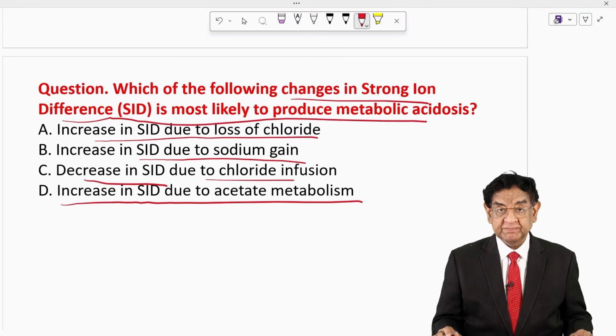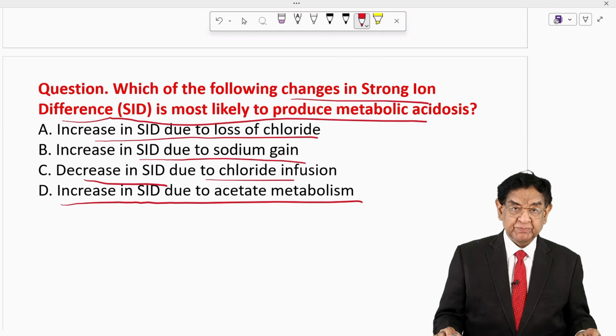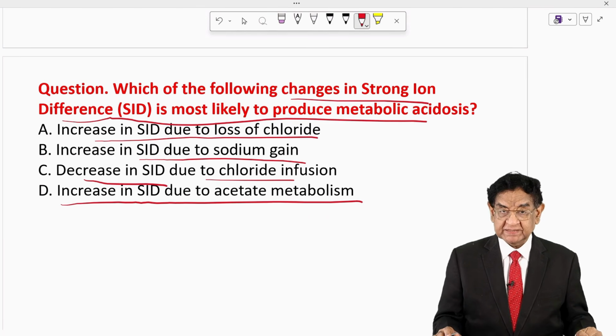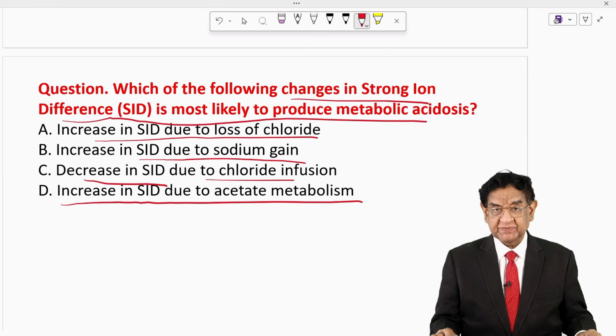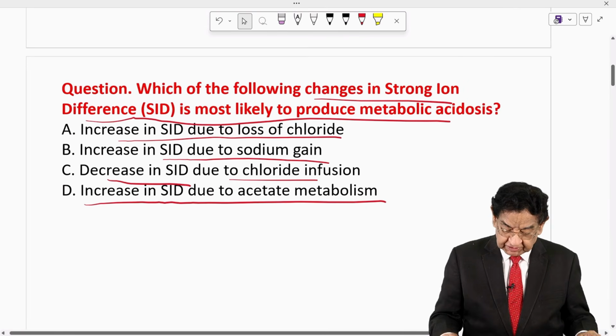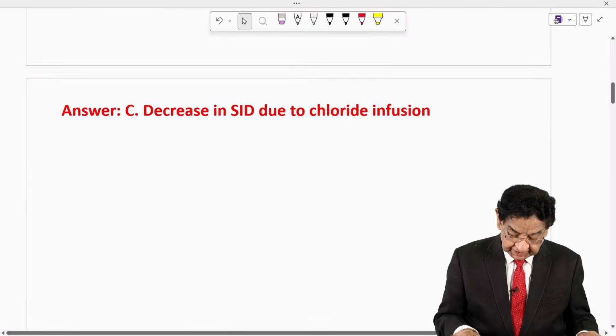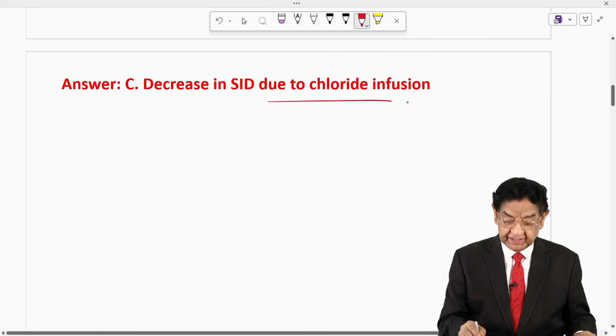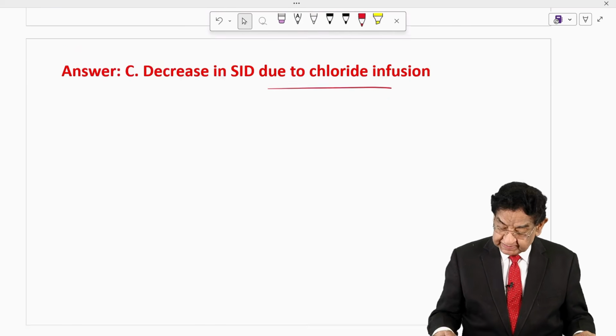Well, take your time, read the question again, see the options, and if you need more time, you can stop the video, and after doing the question, write the answer in your copy, and then proceed further to see the discussion. The answer to this question is decrease in SID due to chloride infusion. Let's do a discussion.